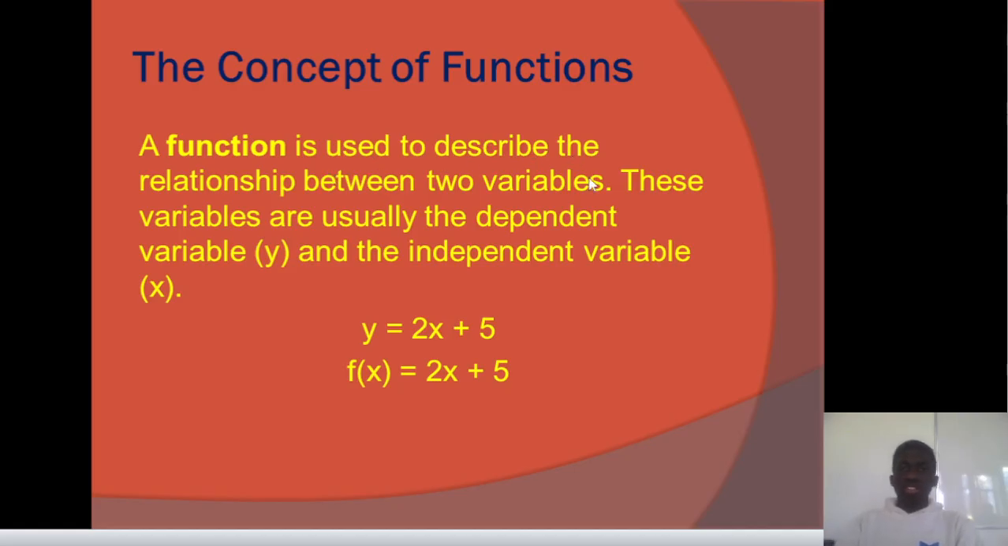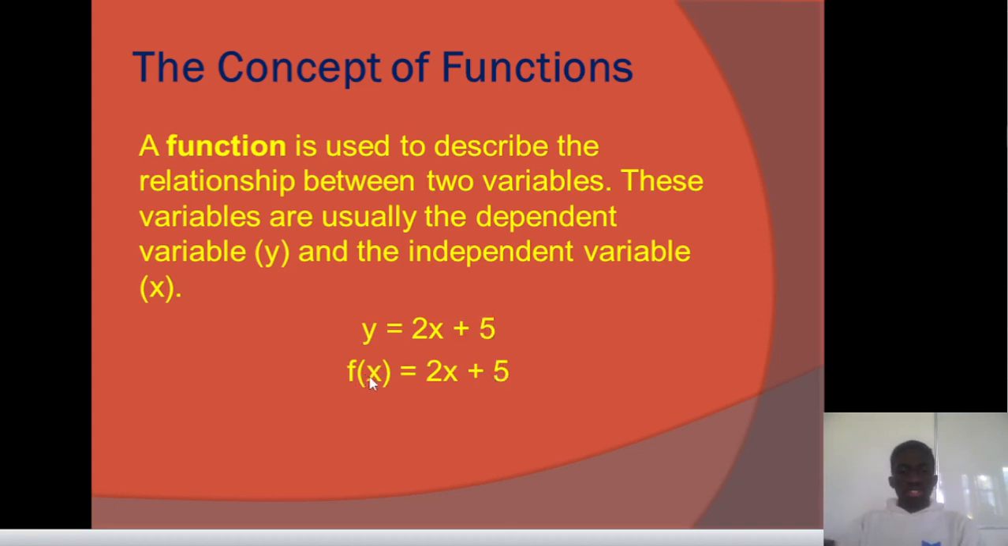By variables, you mean things that aren't fixed. So a variable can be x, it can be y. So two variables. And these variables are usually the dependent variable, that's y, and the independent variable, which is x. As the name implies, the dependent variable depends on the independent variable. So you have y is equal to 2x plus 5. So the value of y is determined by the value of x here. And the same function can also be written as f of x is equal to 2x plus 5. They both mean the same thing.